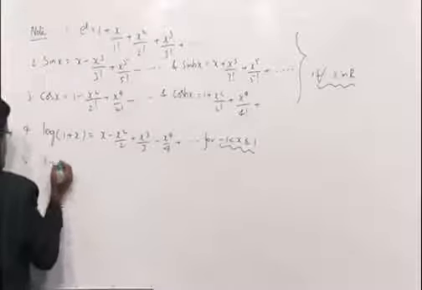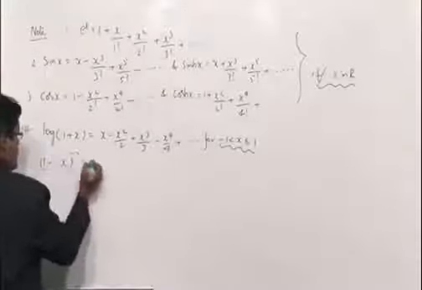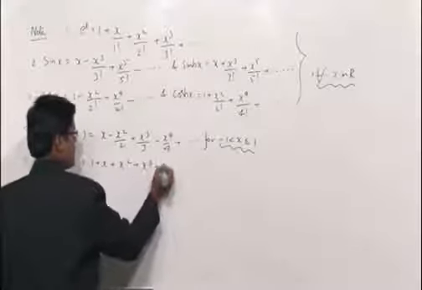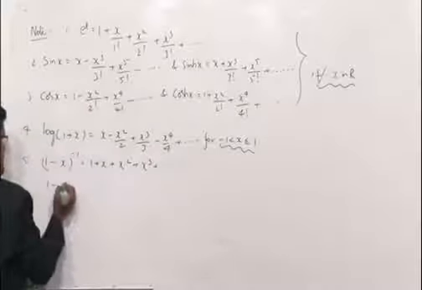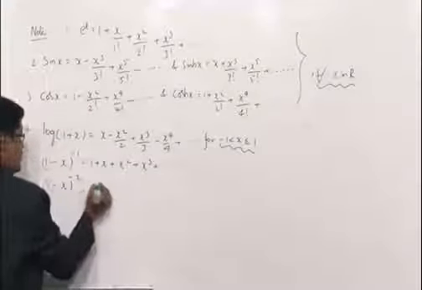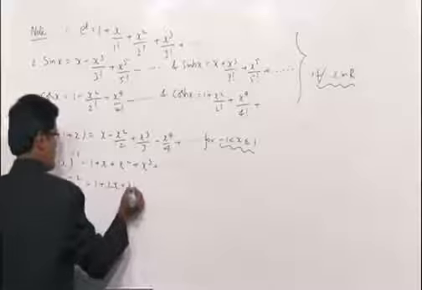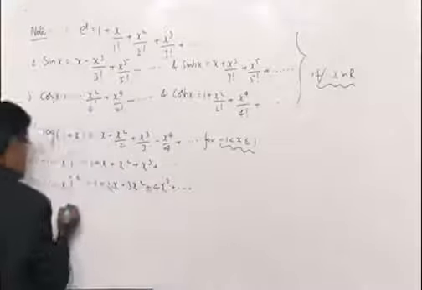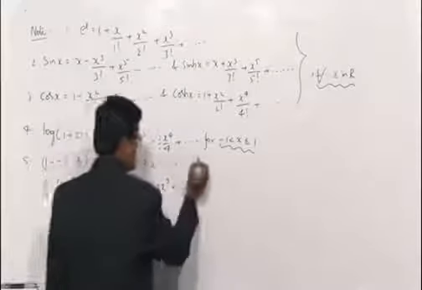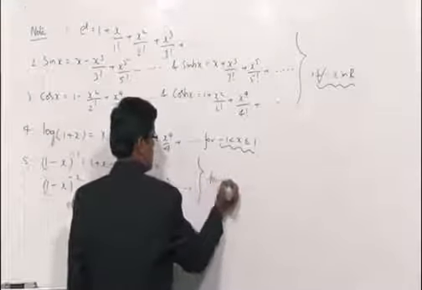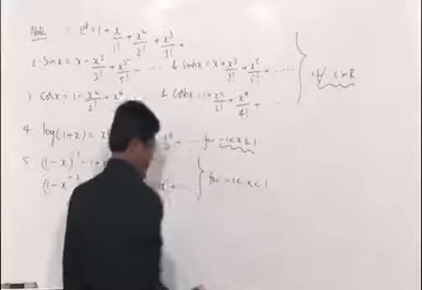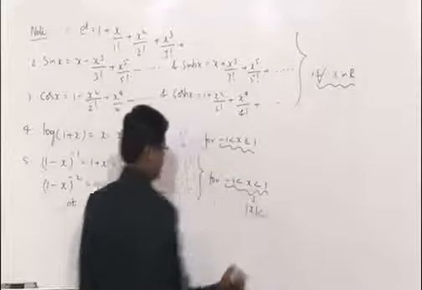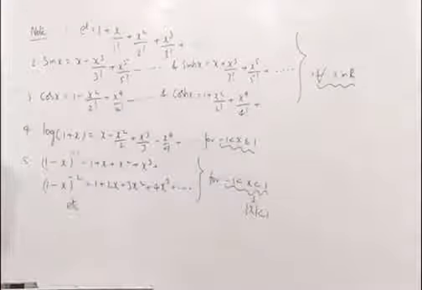5. 1 minus x whole power minus 1 is 1 plus x plus x square plus x cube plus so on. 1 minus x whole power minus 2 is 1 plus 2x plus 3x square plus 4x cube plus so on. Like that. Whole power minus 3 is not required, etc. These are valid for minus 1 less than x less than 1, and this can be put in modulus form: mod x less than 1.